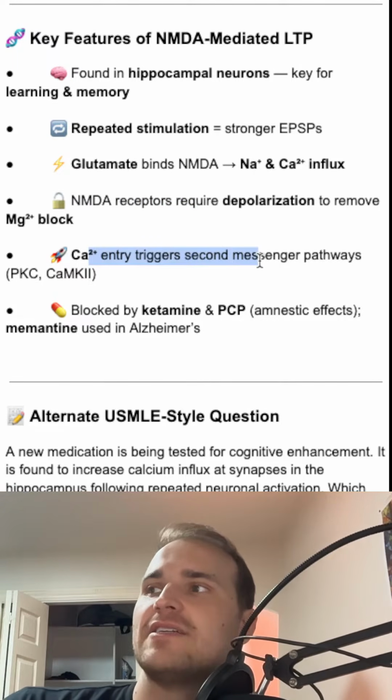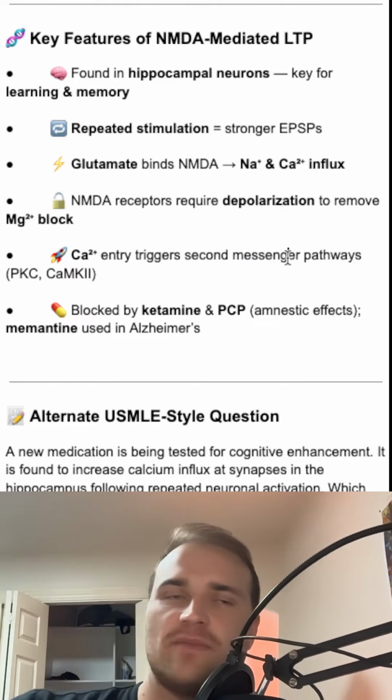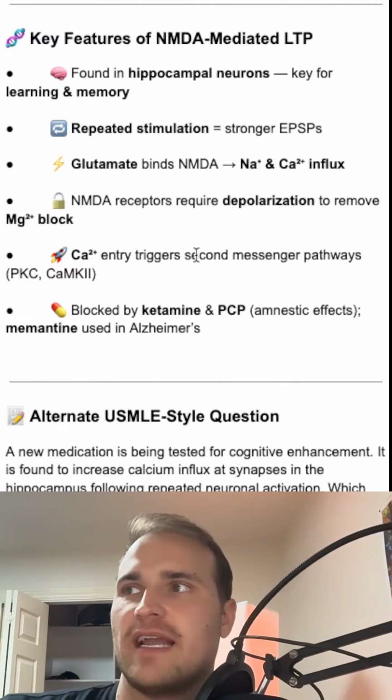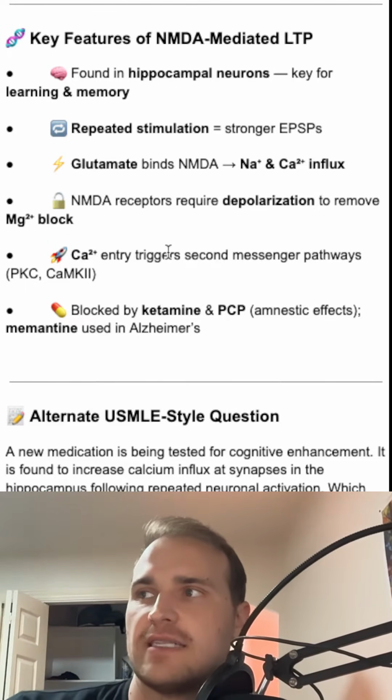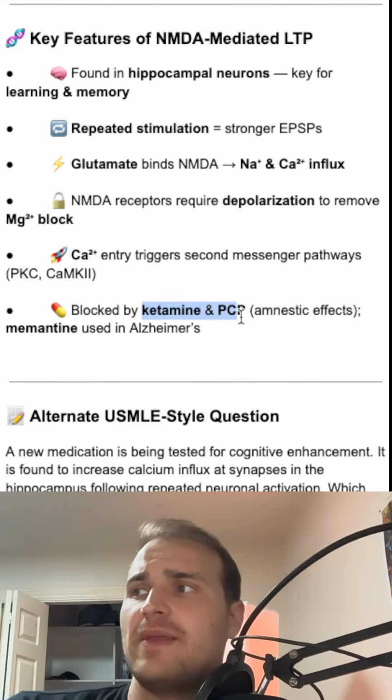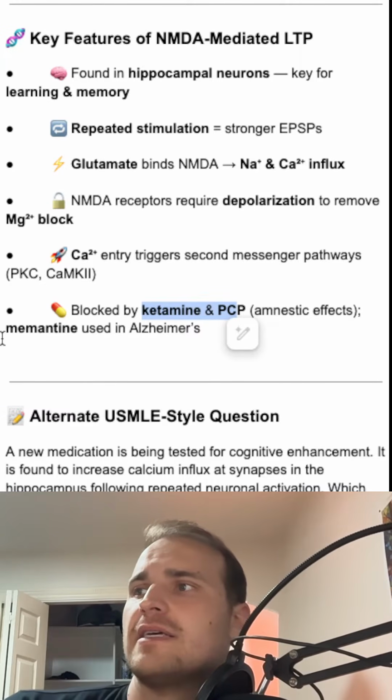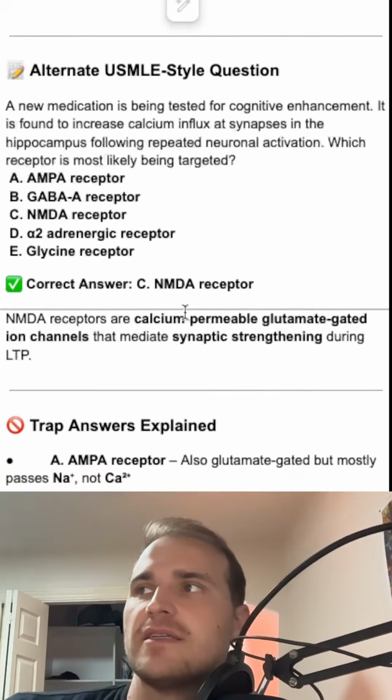calcium is going to enter and trigger second messenger pathways, protein kinase C and several other ones. The calcium surge is what causes that, and you can block this with ketamine and PCP, and also memantine, which is used in Alzheimer's. So let's do a practice question.